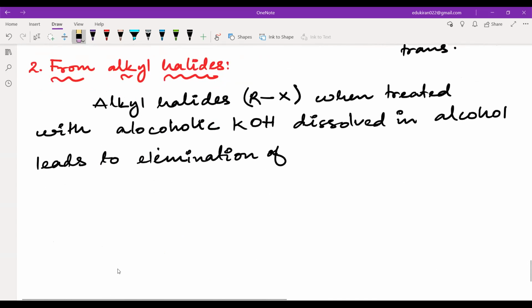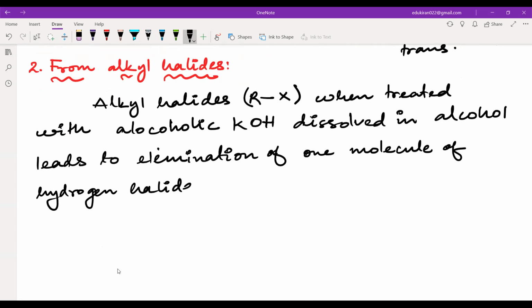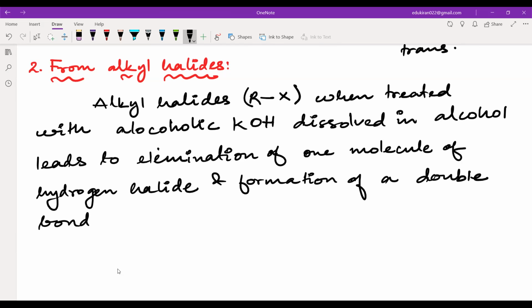Leads to elimination of one molecule of hydrogen halide, and formation of a double bond, leading to give alkene.